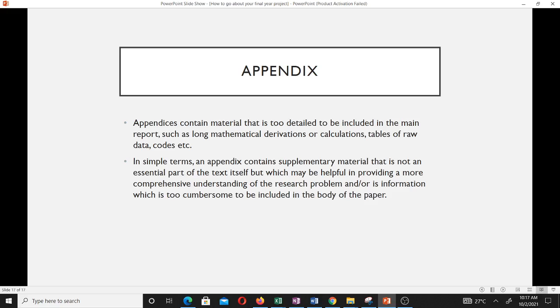So sometimes you can have an appendix, sometimes not. Alright, so appendices contain material that is too detailed to be included in the main report, such as long mathematical derivations or calculations, tables of raw data, codes, etc. So, in simple terms, an appendix contains supplementary material that is not an essential part of the text itself, but which may be helpful in providing a more comprehensive understanding of the research problem, and all is information which is too cumbersome to be included in the body of the paper. Okay, so that's the appendix.